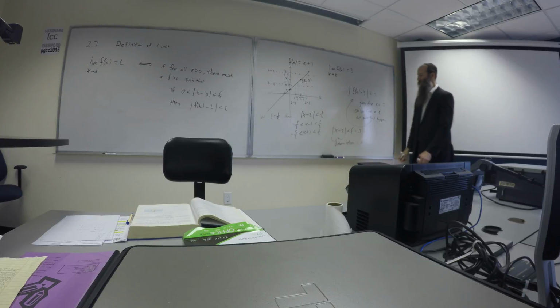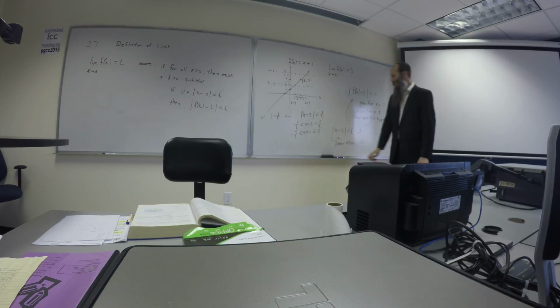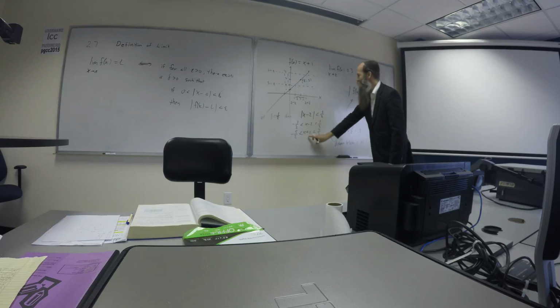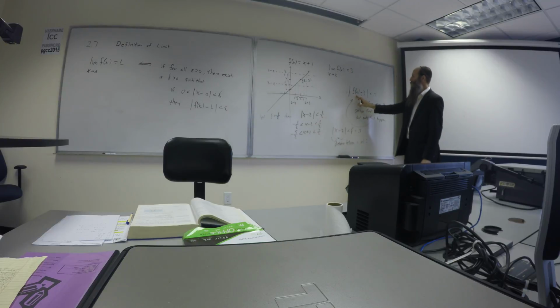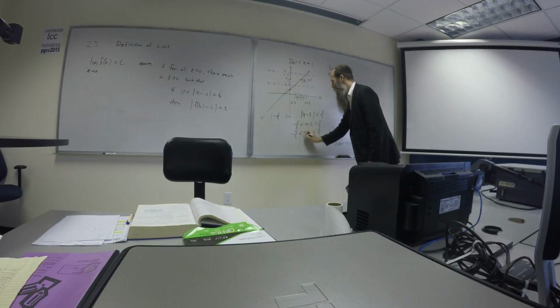All right, so there's our function, x plus 1, but I want to say something about how it's related to the number 3. How close is it to 3? So I need to now subtract 3 from this expression, right? This is f of x.